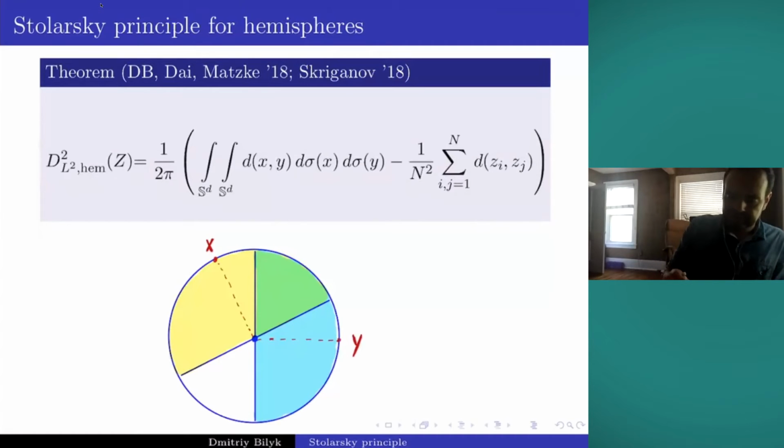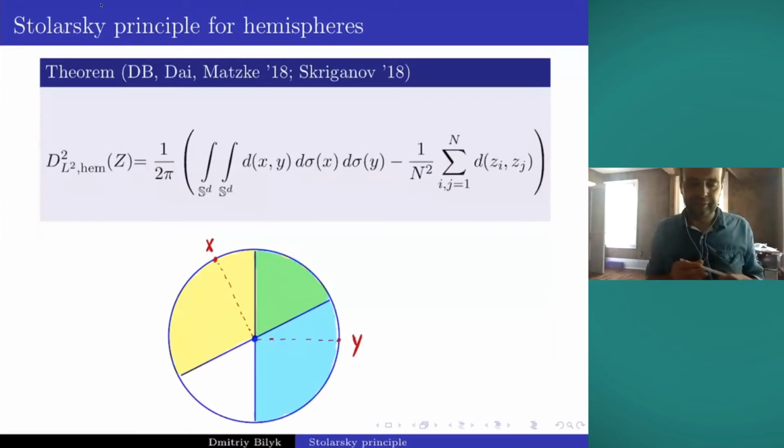It's interesting that the Stolarsky principle itself goes back to the 70s, but this observation was made simultaneously, I think in the same months, independently by us with Feng Dai and Ryan Matsky and by Maxim Skriganov: that if you replace the Euclidean distance with the geodesic distance, or rather, if you first replace the spherical cap discrepancy with the hemisphere discrepancy. So instead of taking all values of t, instead of taking all spherical caps, you only take spherical caps corresponding to t equal to 0. That's the hemisphere.